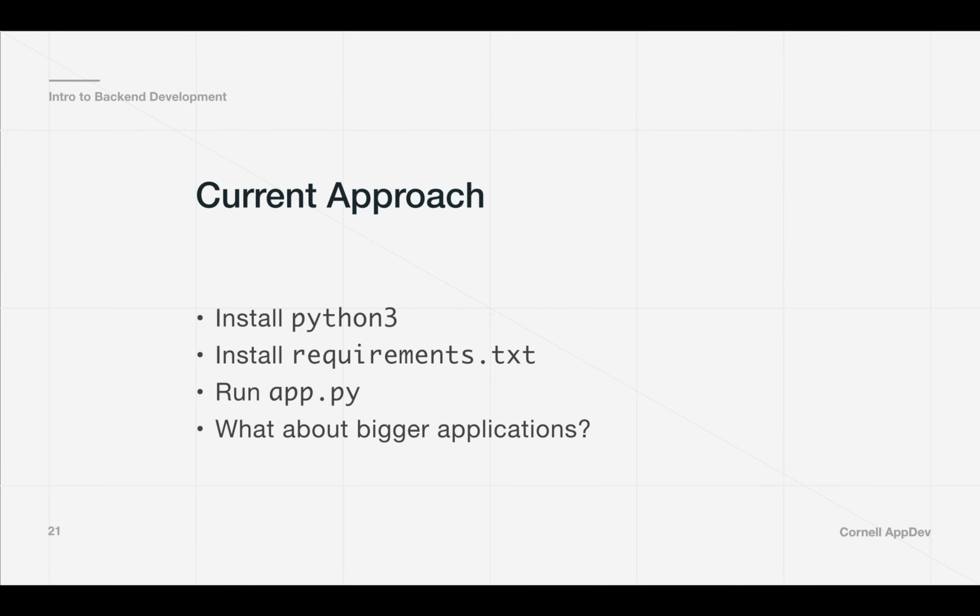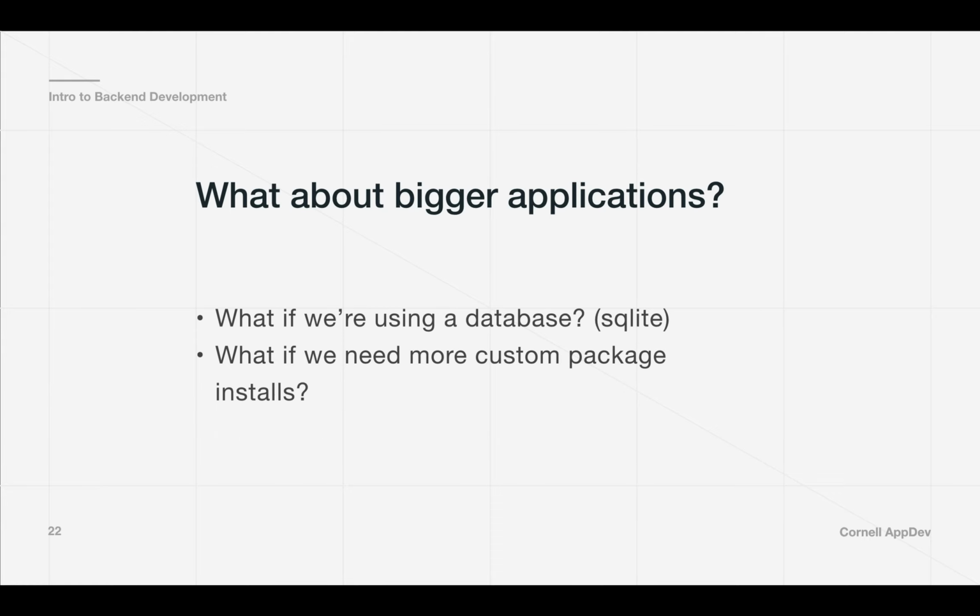So if we look at our current approach, let's say we were just installing it on a blank server, they'd have to install Python 3, they'd have to install the dependencies from requirements, they'd run the application, but then what about bigger applications, right? There isn't a virtual environment tool for every single thing. And so some other questions that we might have: what if we're using a database like SQLite, or what if we want other custom package installs?